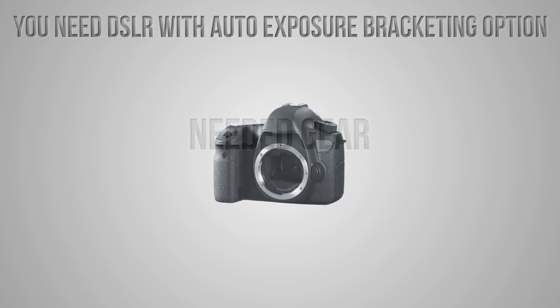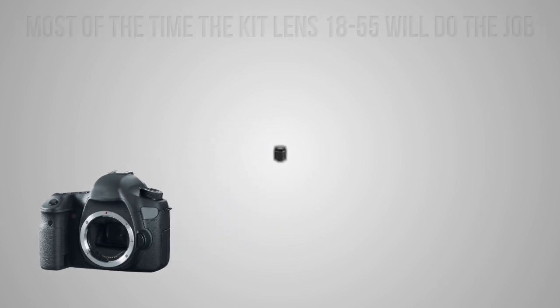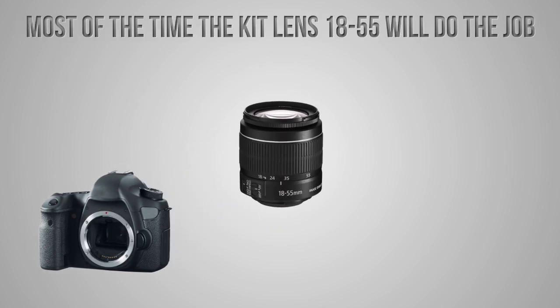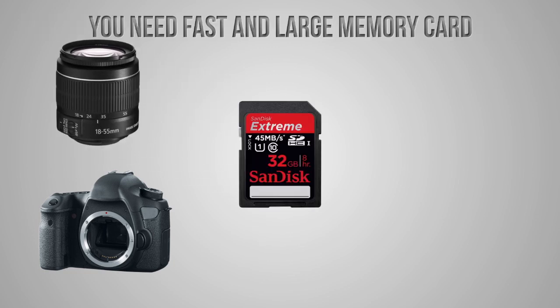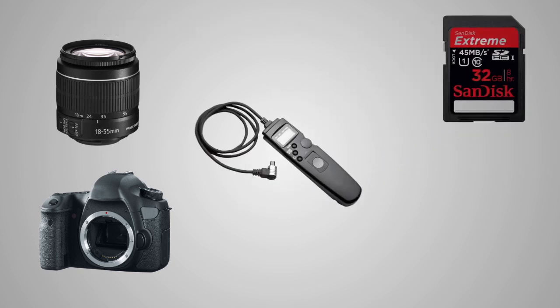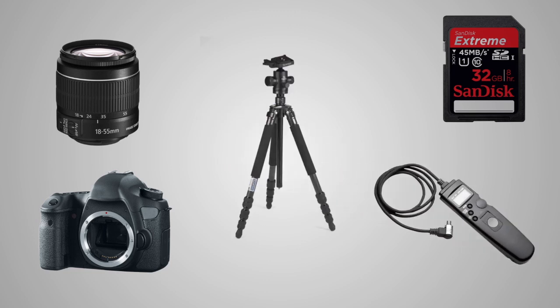You need at least an entry-level DSLR camera that supports exposure bracketing. The lens depends on the location you plan to shoot. Most of the time, a kit lens, which is 18 to 55 mm, will do the job. A fast and large memory card is needed to shoot such a time-lapse. I suggest at least a 32 GB card with a data transfer of at least 30 to 45 MB per second. Last but not least, you need a decent tripod and an intervalometer.